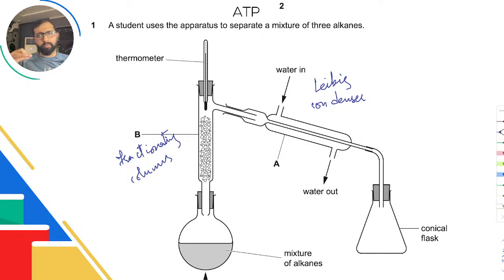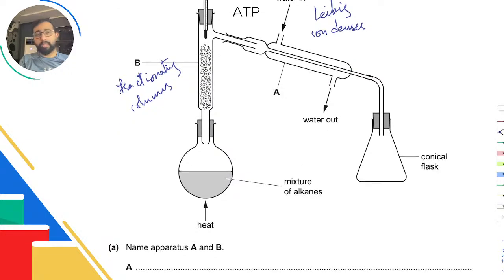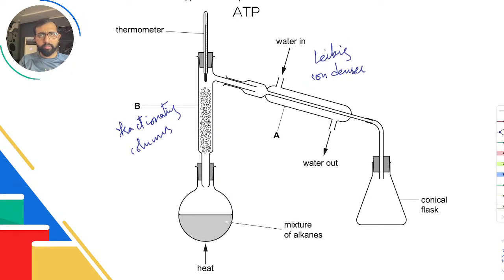Achha, before you actually read the question, just look at this diagram. We can see that he is heating the alkanes. Alkanes are flammable. So the heat source that this person should be using, preferably it shouldn't be an open flame, he shouldn't use a Bunsen burner.